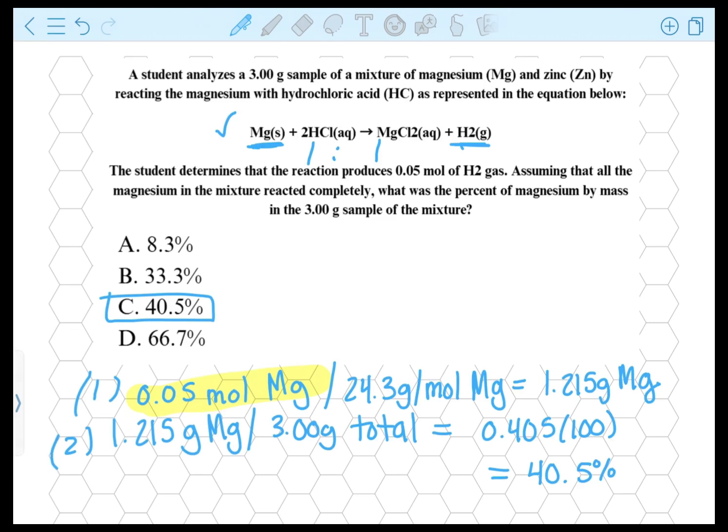And we can just convert that to grams using the molar mass. And that gives us 1.215 grams of magnesium. And now we just have to divide by the total mass given, which is 3 grams. And that gives us 40.5% magnesium.